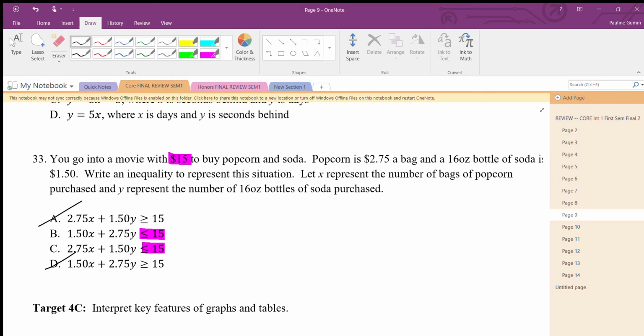Okay, next we have that popcorn is $2.75 a bag. X represents popcorn. So we should see an X next to 2.75. Okay, that's letter C. We're done. We don't have to even look at the soda, although it is correct in this case.